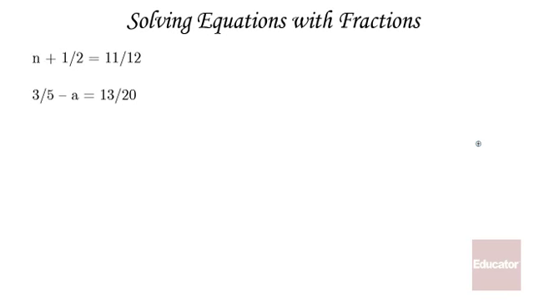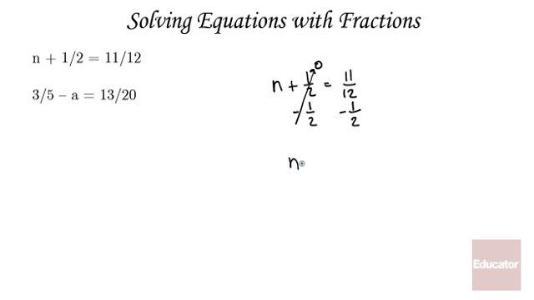Let's try solving some equations with fractions. n plus a half equals 11 over 12. So let's look at the side with the variable, which is the left side here. The opposite, or the inverse, of adding a half is to subtract a half. So we're going to subtract a half from both sides. A half minus a half goes away to 0. So then we've isolated the variable.